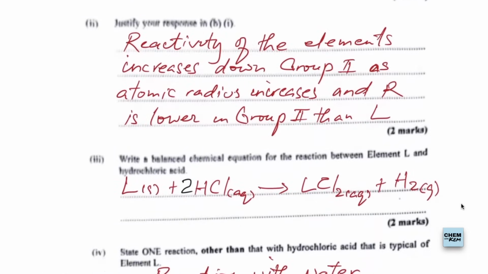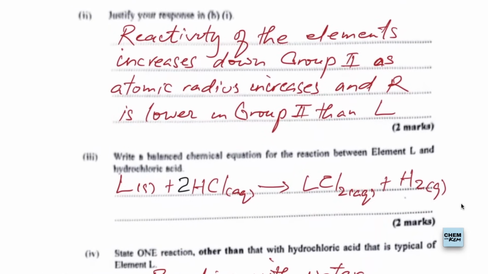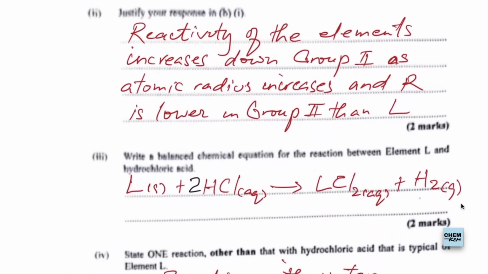Then they want us to do a balanced chemical equation for the reaction between element L and hydrochloric acid. So we treat L just like any other group 2 element, just like we would magnesium or calcium. So we treat it like something having 2 electrons in its outer shell that would react and form ions with a 2+ charge. All right, so when we put that with something like chloride, we know that we would need 2 of the chloride to go with it. So 1 of this, 2 of that.